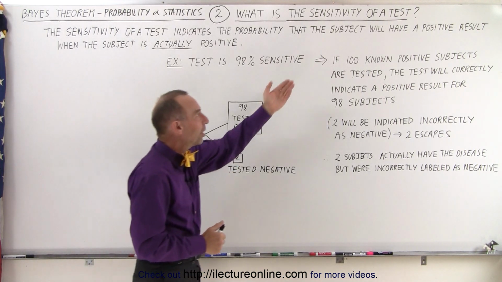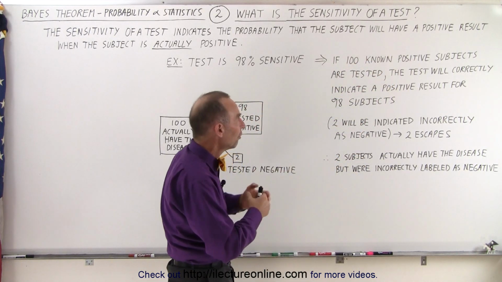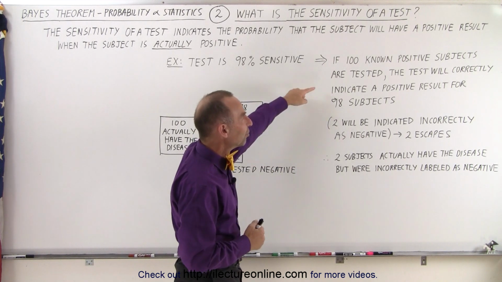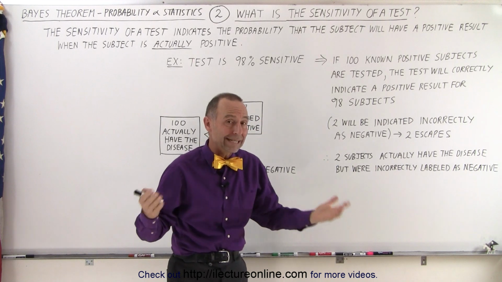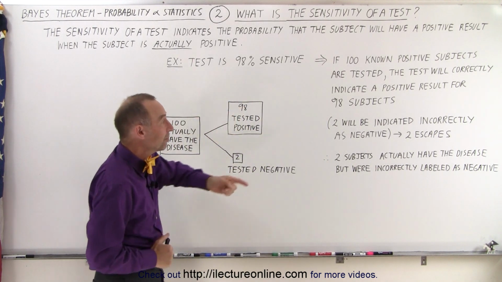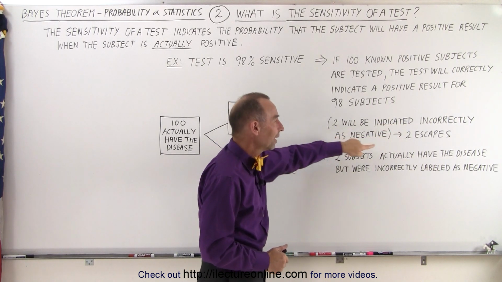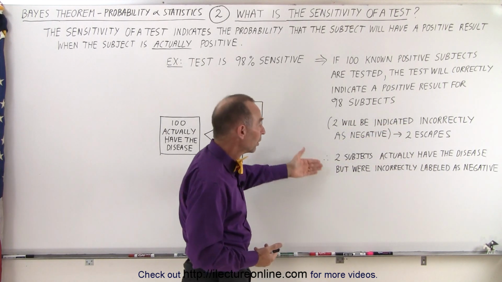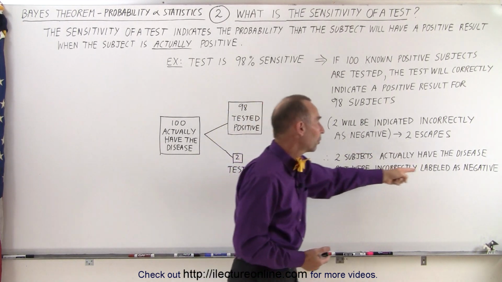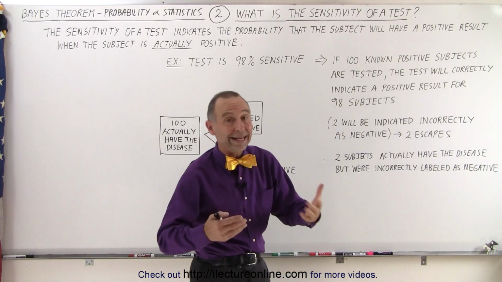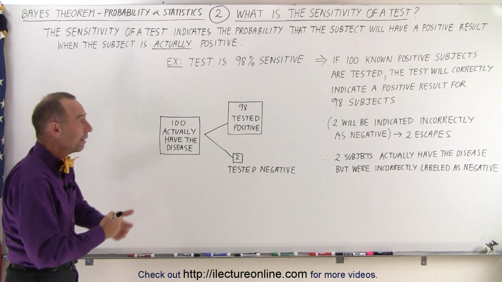That means that if we have 100 known positive subjects, we know that they have a particular condition for which they're going to be tested. The test will then correctly indicate a positive result for 98 out of 100, 98% of them, which means that 2 will be indicated incorrectly as having a negative result, and those are called escapes. Therefore, we can say that 2 subjects actually have the disease, but were incorrectly labeled as being negative, as not having the disease, if the test is there to try to find if people have a disease.